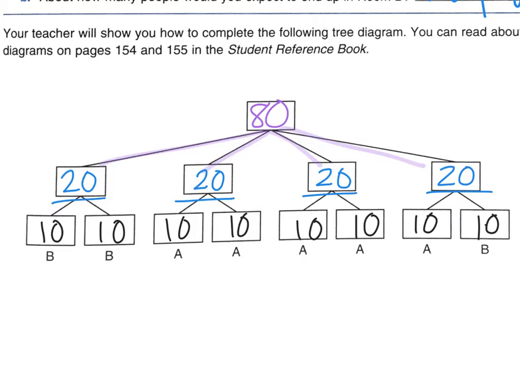Now some tree diagrams will throw something else at you and throw in a 3rd branch. If we did that, like for this room, then we would not have 10 here. We would have to divide 20 by 3 or 4 and find our new number.